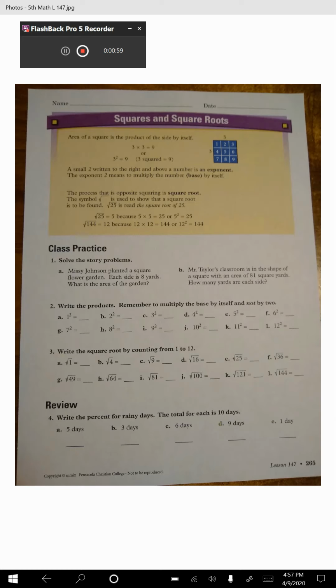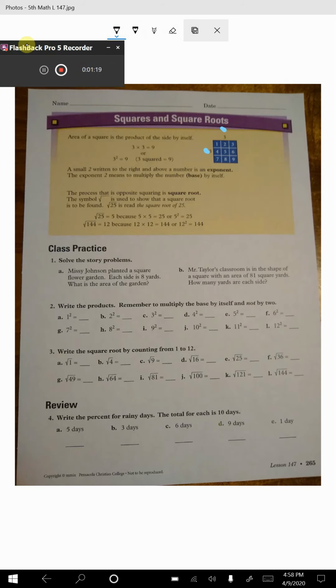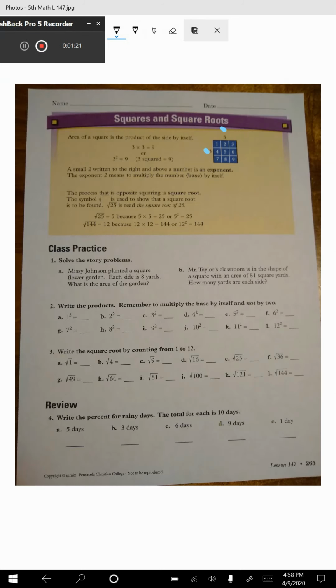So the area of a square is the product of the side by itself. So that means side by side. 3 times 3 will equal, let me move this a second so I can see my pen. I always forget to do this, don't I? All right. Yeah, I can put it right here. All right, so side by side, or side squared. 3 squared means side by side, 3 times 3, and that equals 9.